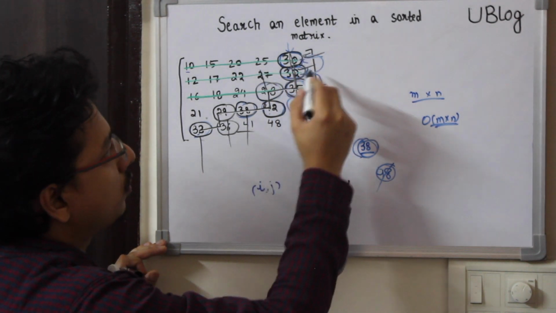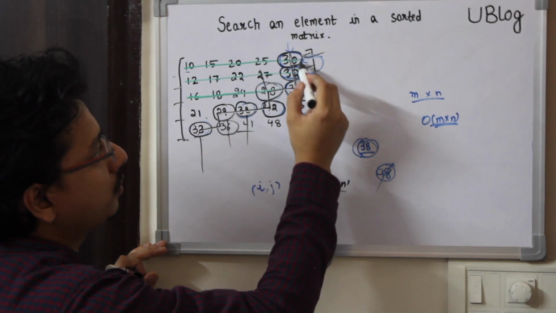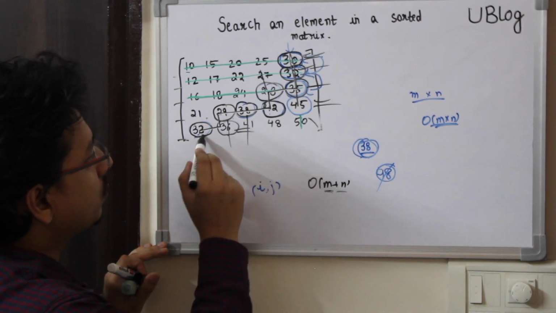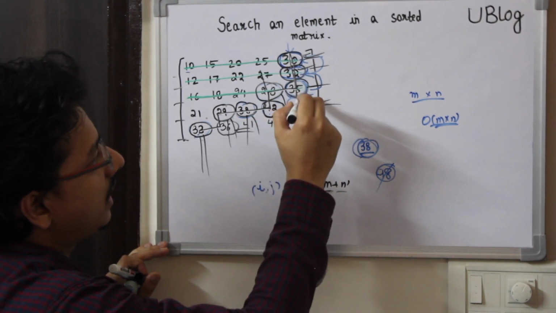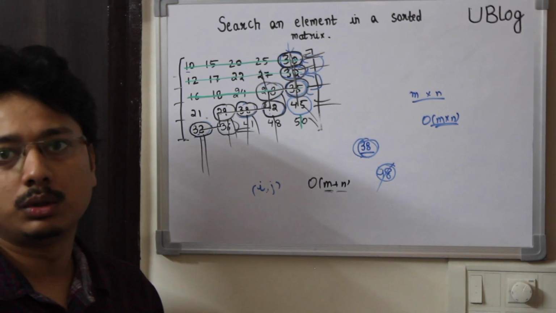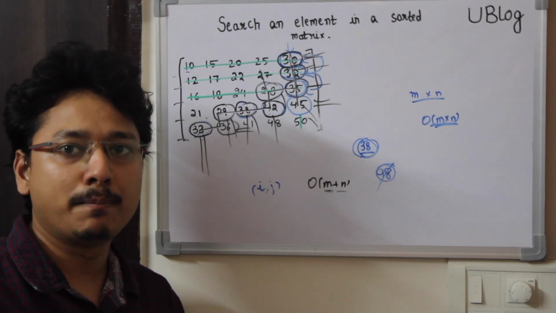So my m was 5. For each row I traverse: this one row, second row, third row, fourth row, and fifth row. And for all columns as well. So I am traversing each column and each row. So this is how my time complexity reduces to O of m plus n.